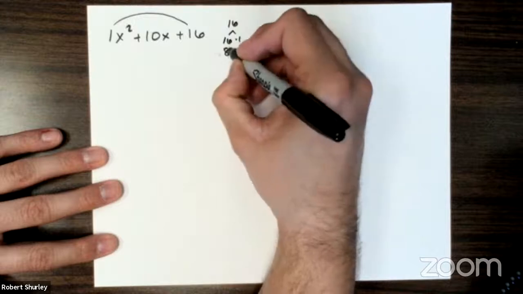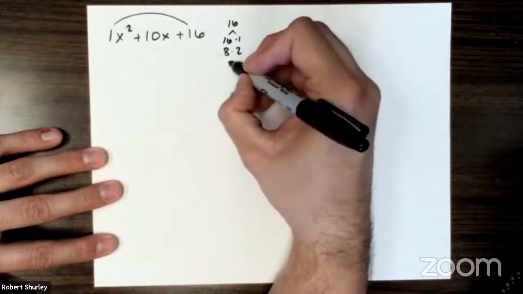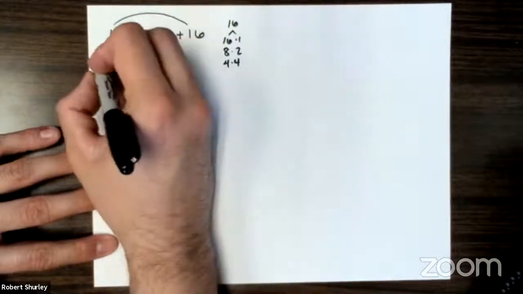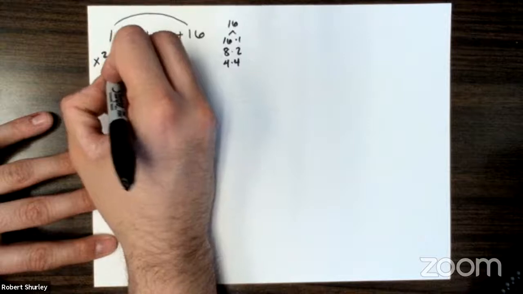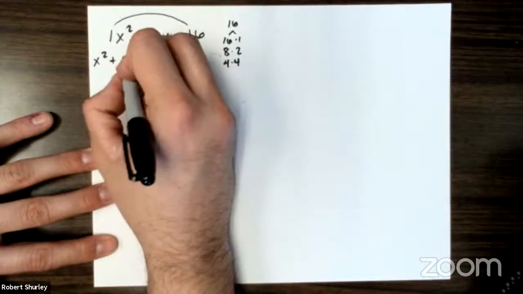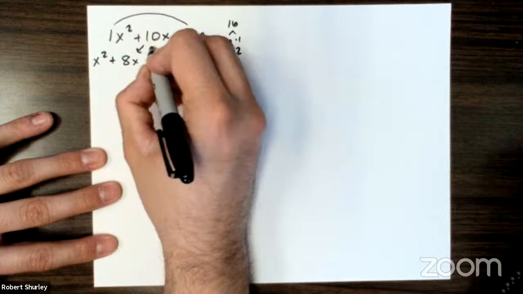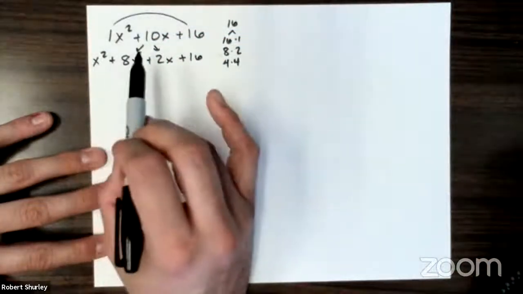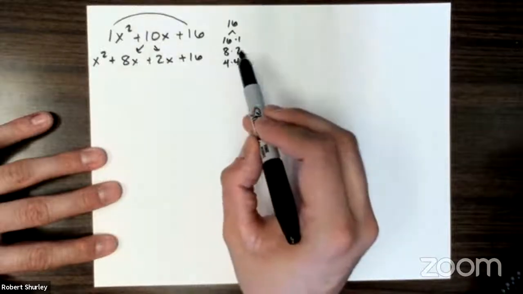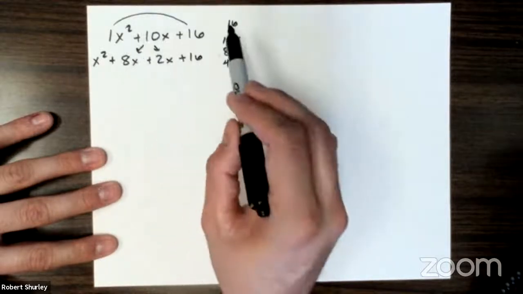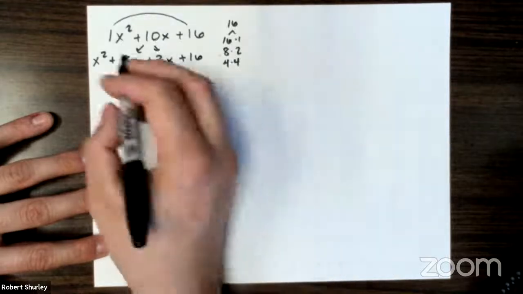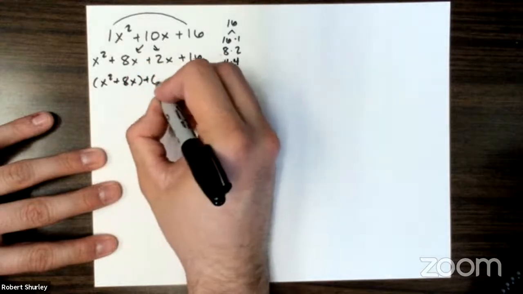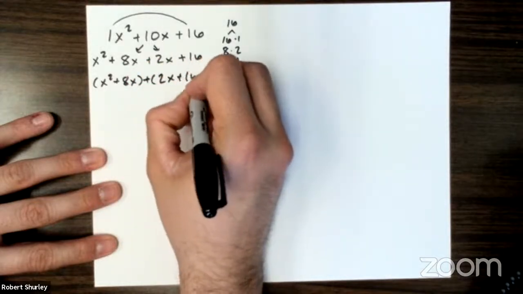So 16 times 1, 8 times 2, right? And then we could do 4 times 4, but that doesn't help us. We need to add to 10. Well, that's 8 and 2. So I'm going to do x squared plus 8x plus 2x, right? Plus 16. So it creates the factor by grouping. We split the 10 apart into the 2 numbers that multiply to give us the 16 and add to give us the 10. So now I'm going to put the first 2 in parentheses and the last 2 in parentheses.